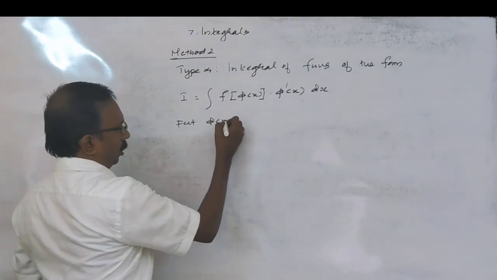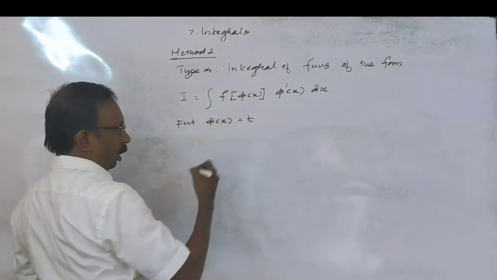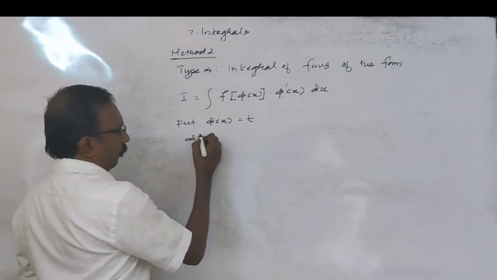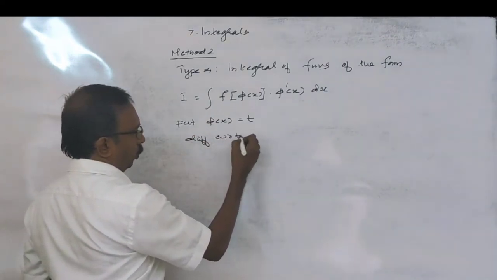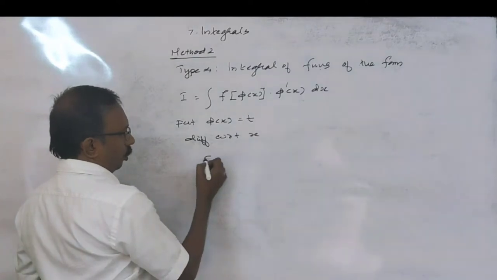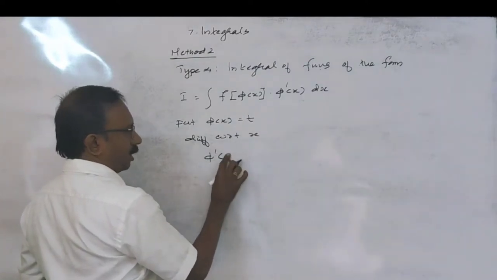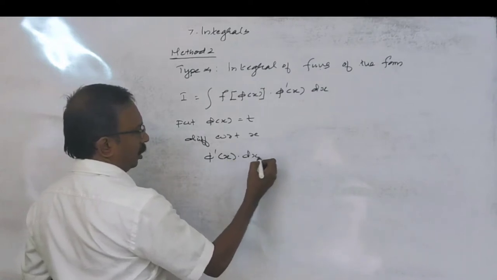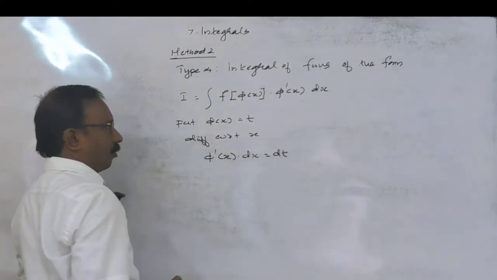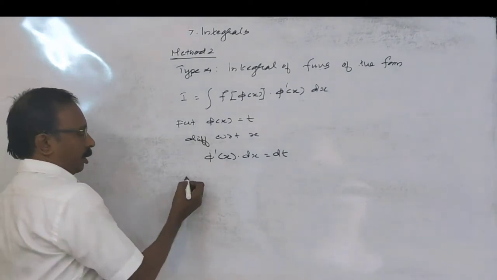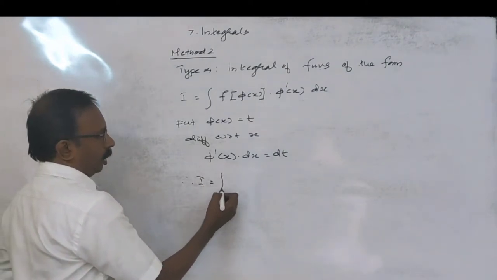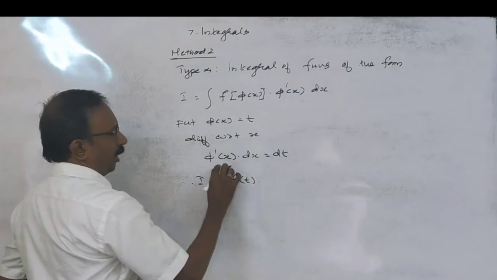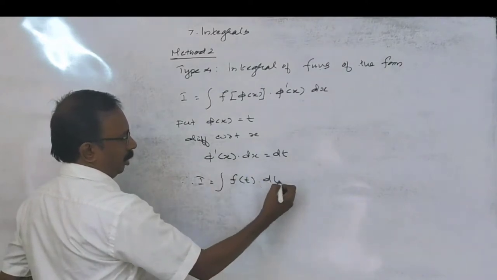Put phi of x is equal to t. Differentiating with respect to x, phi dash x dx is equal to dt. Therefore, I is equal to the integral of f of t dt.